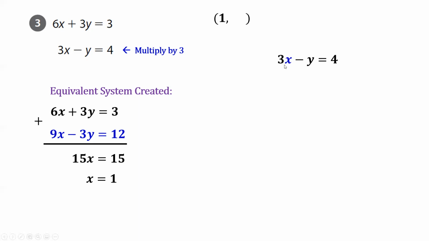But now instead of x, I'm going to plug in the 1. And this should be easy. 3 times 1 is simply 3. I'm solving for the y, so I get rid of the 3 by subtracting it on both sides. 4 take away 3 gives me 1.